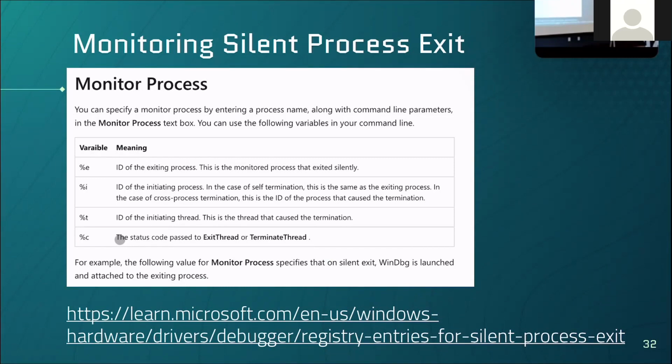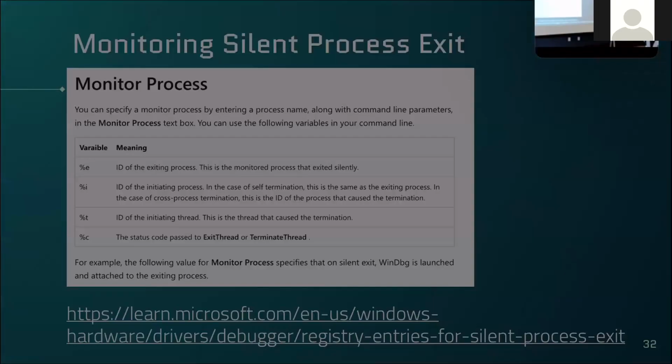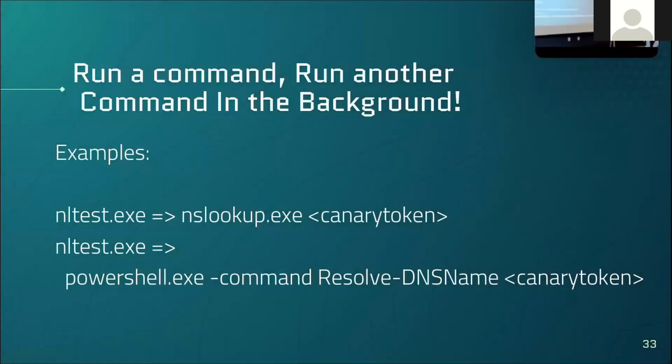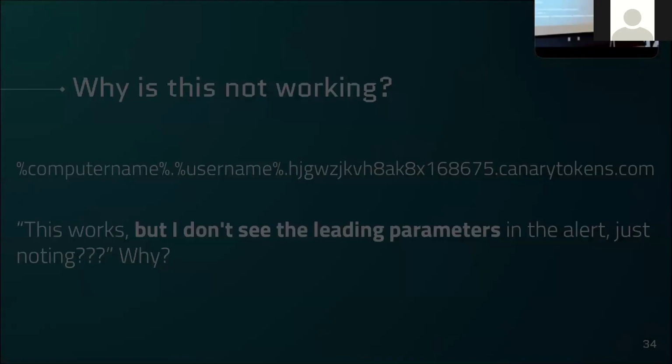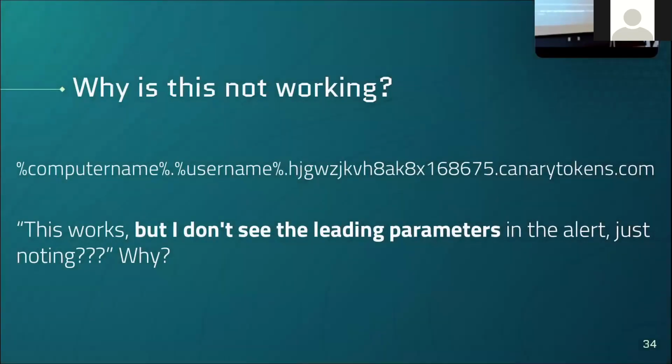So some things that we ran into, it wasn't like an immediate win, right? So maybe I want to try nslookup. That was our first approach. So someone runs NLTest, and then silent process exit executes nslookup for a DNS token. Or maybe we use PowerShell to resolve the DNS name and then give it the token to do the alert. The problem is, if you have a DNS token, it's not enough to tell you where it ran. All you know is someone used this resolver to look up your DNS token, and that's really hard to trace back to an actual endpoint.